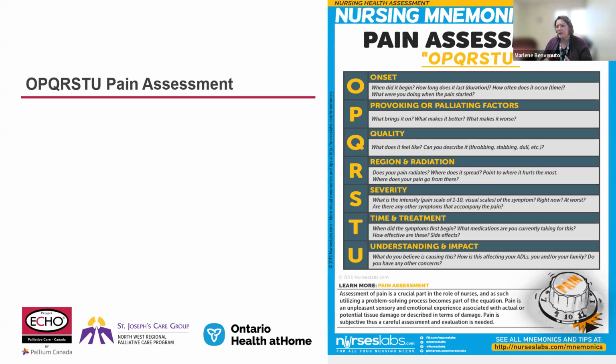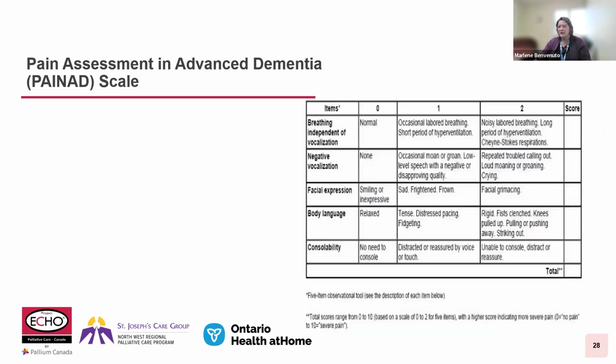You get more information that can help problem solve, right? The PAINAD scale, pain assessment in advanced dementia. This has 5 categories, observational tools that can be used, and 0 is the norm. And then it progresses up 1, 2 in regards to what you see. So I'll just give an example of one of them.